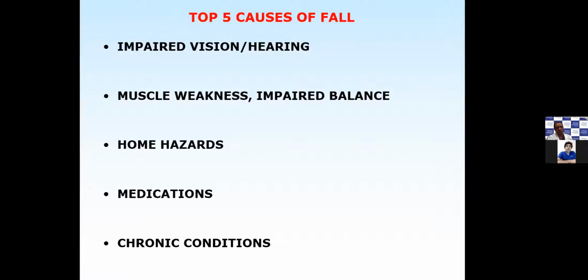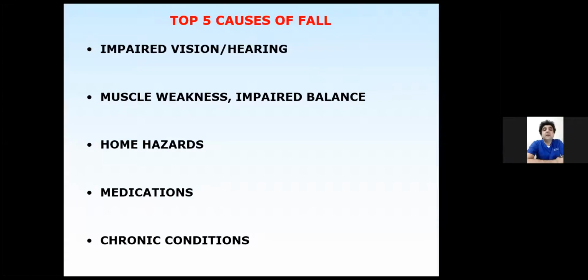The third one is not medical related but environment related, and these are called home hazards. Not just home hazards, but hazards across the environment. For example, we tend to have mats across our houses, and elderly people tend to trip over them. Water on the floors, very smooth surfaces. These are reasons why elderly people tend to fall, and these are called home hazards or environmental hazards.